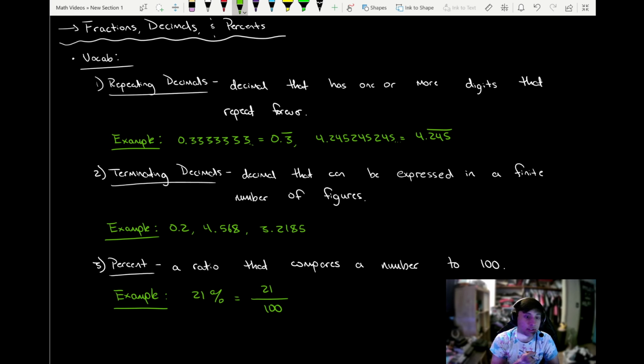And lastly, a percent is just a ratio that compares a number to 100. So the example of 21% is literally just 21 over 100. Every time you hear percent, you want to think of 100. In fact, 100 is where the percent sign comes from. Do you see that it's like a 1 and a 0, 0 split up? So it just means part of 100.